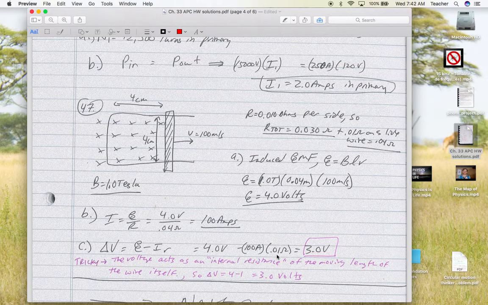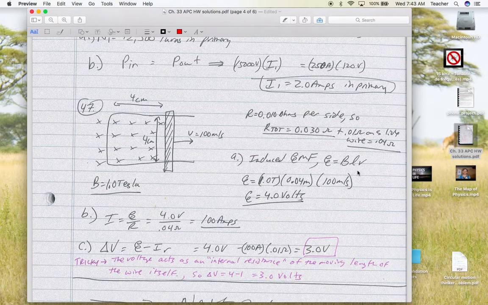47, tricky. The reason this is 3 volts and not 4 volts is because this particular piece of wire is moving. It has some resistance. So it's almost like an internal resistance of the moving length of wire. Otherwise, this would not be that tough of a problem. So we could figure out, said at this instant it was 100th of an ohm on each side. So the total resistance is 0.04 ohms.